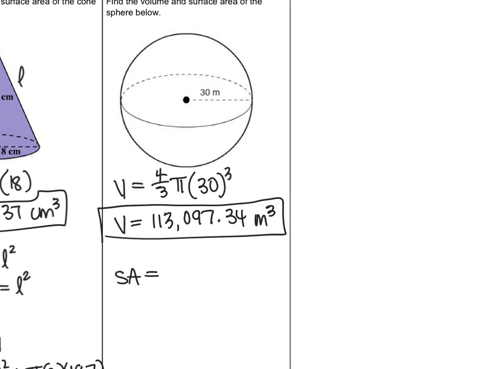And for our surface area, we're going to do 4 pi times the radius 30 squared. So 30 squared is 900. So we're going to do 4 times pi times 900. And we're going to get 11,309.73 meters squared.